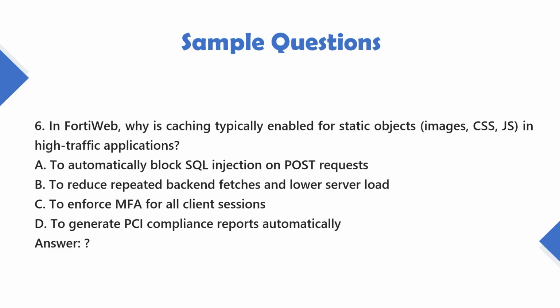6. In FortiWeb, why is caching typically enabled for static objects, images, CSS, JS, in high-traffic applications? A. To automatically block SQL injection on post requests. B. To reduce repeated backend fetches and lower server load. C. To enforce MFA for all client sessions. D. To generate PCI compliance reports automatically.